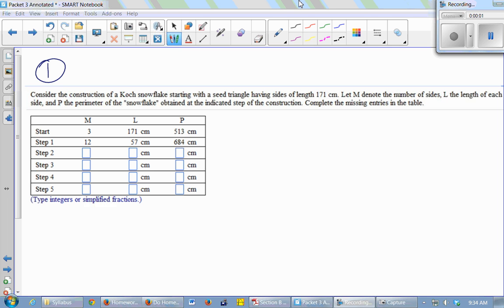It says, consider the construction of the Koch snowflake that starts with a seed triangle that has sides of length 171 centimeters. So there's my seed. The sides are all 171. We're supposed to let M denote the number of sides on the Koch snowflake, which is always going to be the same no matter how long the sides are, right? So this one we could fill in.